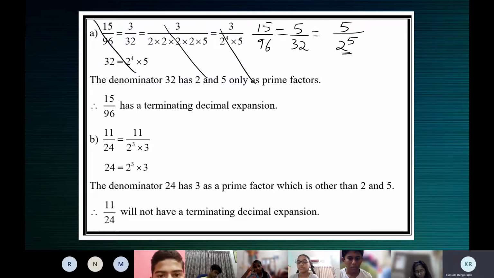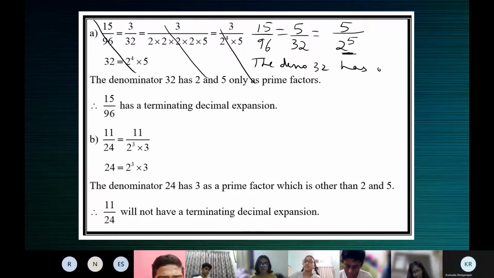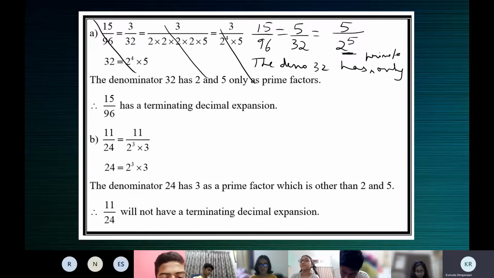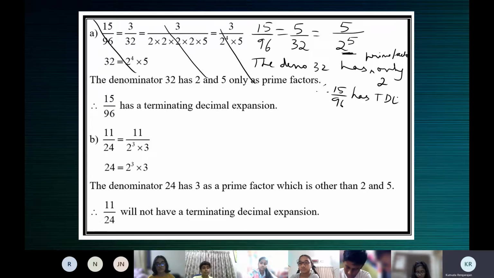Since the denominator has only 2 as a prime factor, see 2 is 5 times, that's okay, but the prime factor is only 2. So since the denominator has prime factor only 2, the rational number 5 by 32 or 15 by 96 has a terminating decimal expansion.